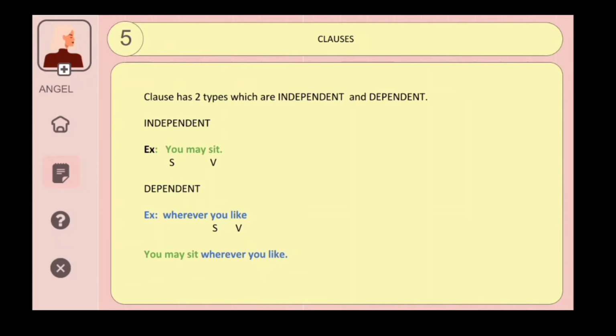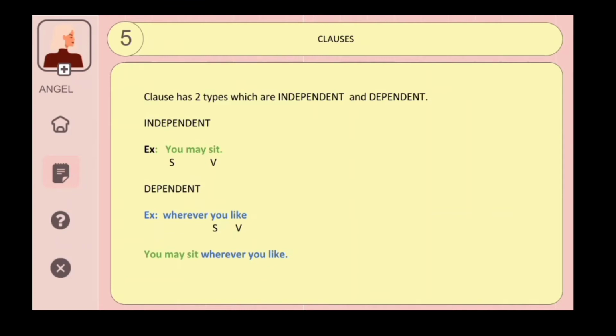While the dependent clause has a subject and verb but doesn't have a complete thought. It depends on an independent clause to complete its thought. We have an example here of a dependent clause: "wherever you like." It has a subject and also a verb, but it is not a complete thought.